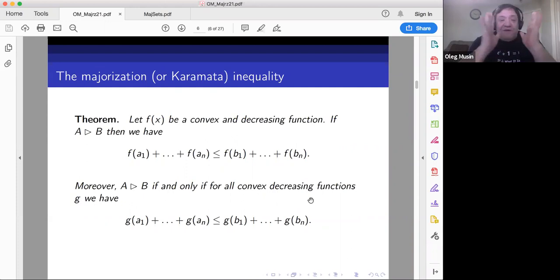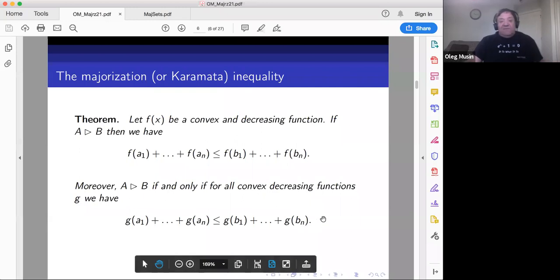Suppose we have f, which can be any convex function, like a generalization of Jensen inequality 2. Let f be a convex decreasing function, and suppose a majorizes b. Then f of a_1 and so on plus f of a_n is less than or equal to f of b_1 and so on up to f of b_n. So if a majorizes b, then we have this inequality.